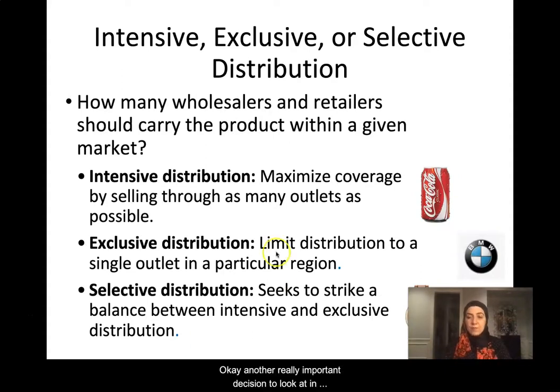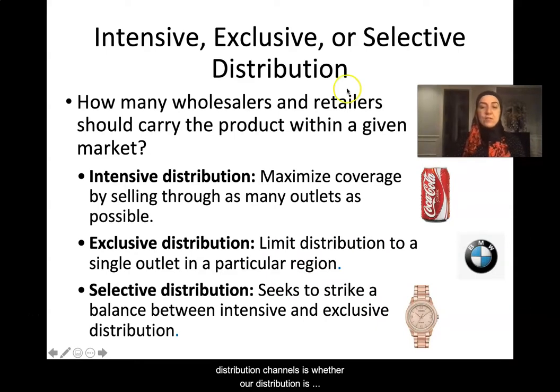Okay, another really important decision to look at in distribution channels is whether our distribution is going to be intensive, exclusive, or selective. In intensive distribution, we want to get our product into as many retailers as we possibly can. Something like Coke or like Wrigley's gum or consumer products like that. They want to be in every possible outlet, at every possible retailer, around every corner.